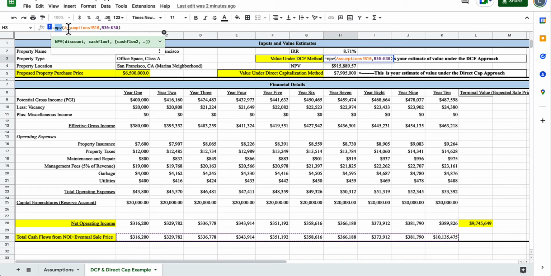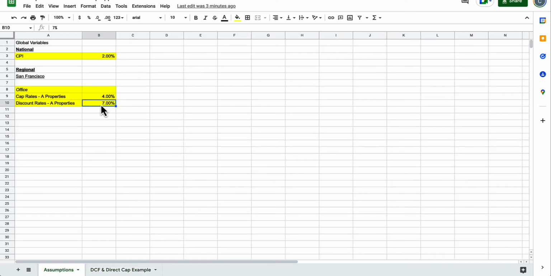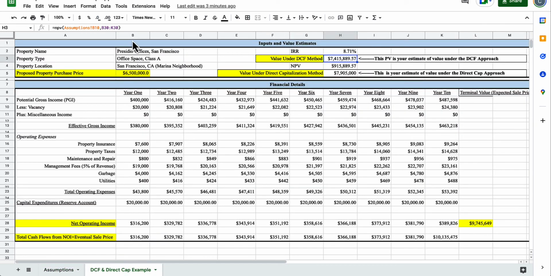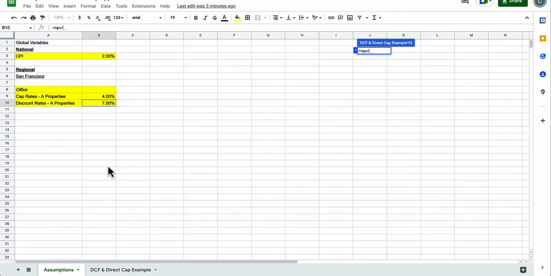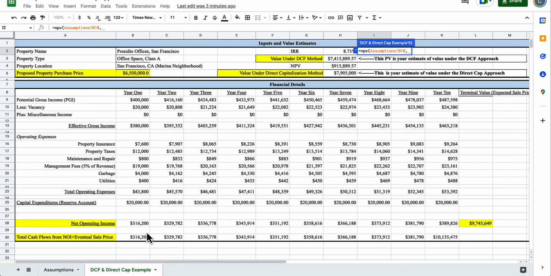So what we're going to do is specify the discount rate first, referencing back to this discount rate for Class A properties. And then we can just select our cash flows. The way you do it: equal NPV, then without clicking anything else, you click on the discount rate, press comma, and then select your cash flows. I just drag and select the cash flows in order of year. And that's all you need.